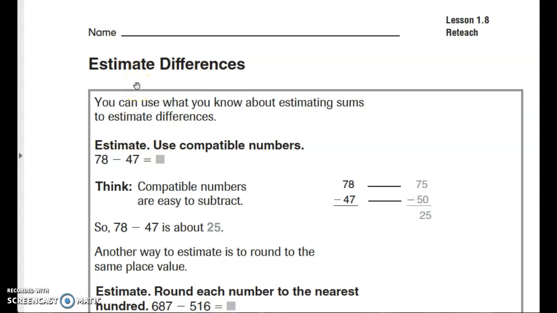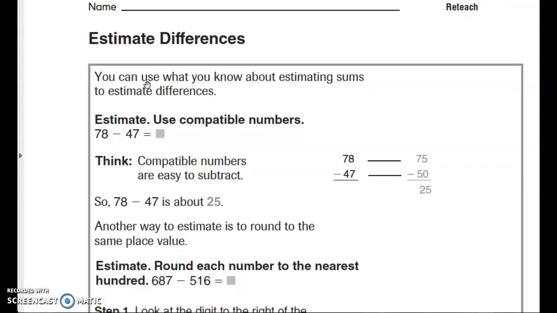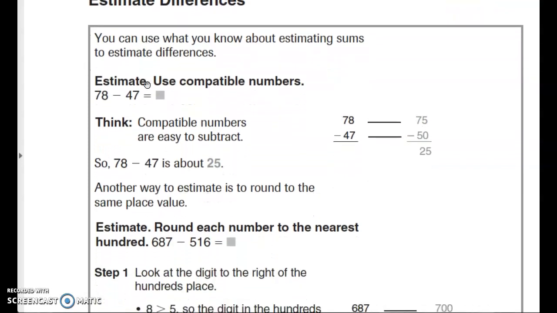Hi. Okay, so yesterday we took a look at how we could estimate the differences. And remember we said estimate means that we either round or we use compatible numbers. And sometimes they're going to give us the choice and sometimes they're going to tell us exactly what they want us to do. So on this first sheet, I want you to kind of just follow along.